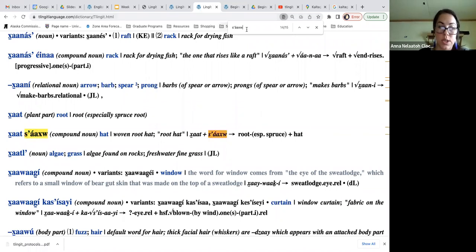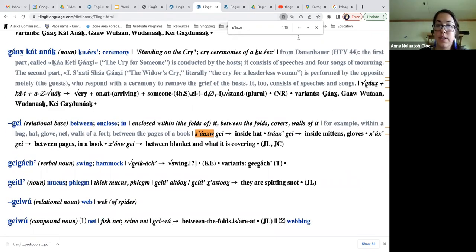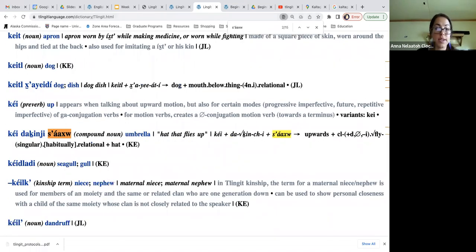I'm going to go to the entry just for its of and see what it says. It's of. Okay. We're seeing lots of different kinds of hats. This is why I like typing in a word like this in the dictionary, because it takes you through a lot of different vocabulary words you learn along the way. Hat that flies up is the word for umbrella.